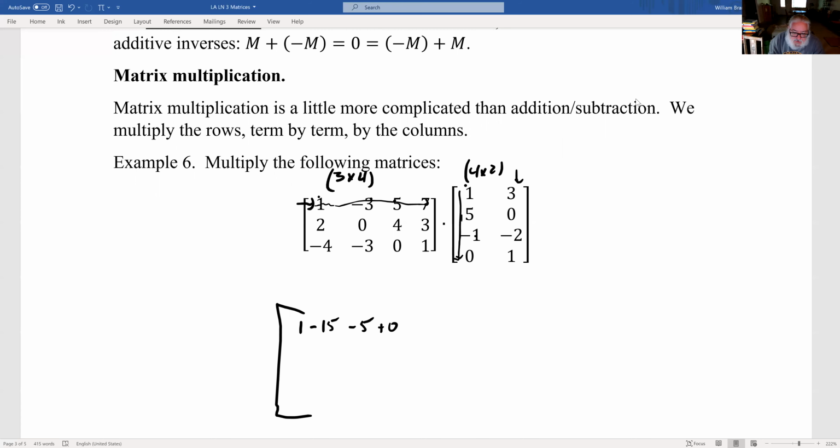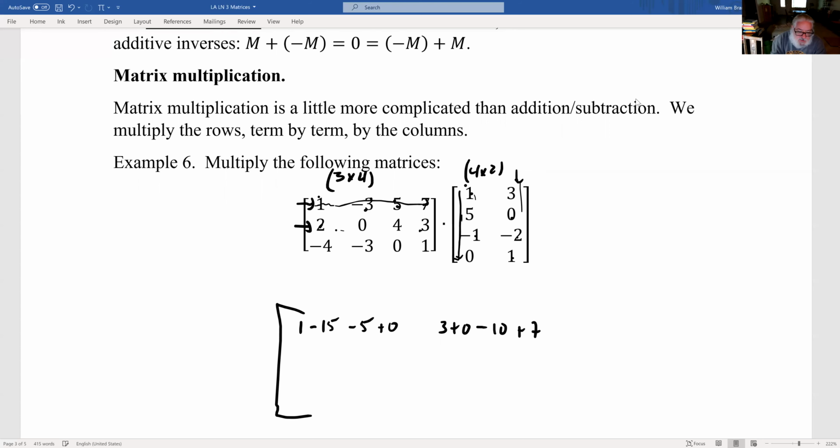1 times 3 is 3. Minus 3 times 0 is 0. 5 times minus 2 is minus 10. 7 times 1 is 7. Great. So that's the first row. First row times first column, first row times second column. Now we'll take the second row and multiply that by the first column. We'll put the entries down here.